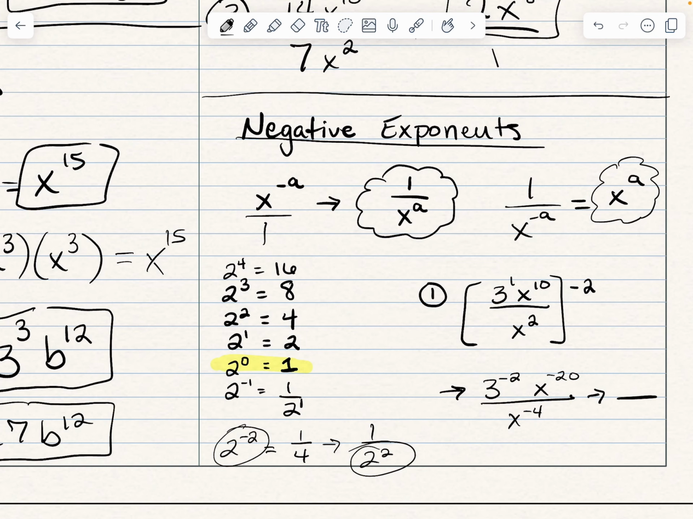So we're still going to have a fraction, but this x to the 4th in the bottom is going to move to the top and become positive. The 3 to the negative 2 in the top is going to move to the bottom and become positive. And lastly, the x to the negative 20 is going to become x to the 20th in the bottom of your fraction. Okay? That took care of all the negative exponents.